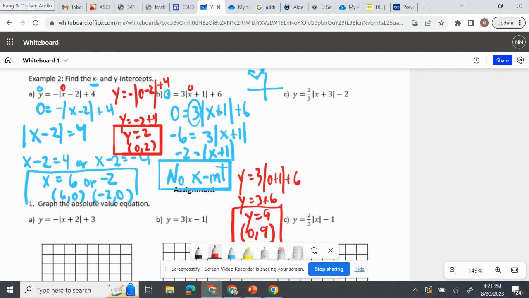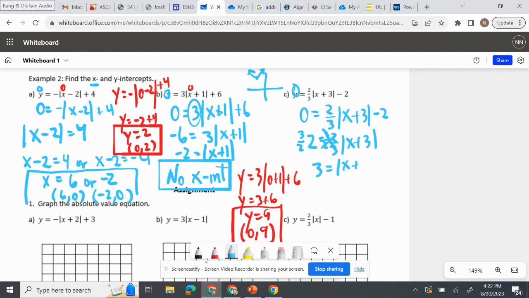Now, looking at letter C, we're going to do the same thing. First thing that we're going to do is find our x-intercepts. So we're plugging a 0 in for the y. So we have 0 equals 2/3 times the absolute value of x plus 3, then minus 2. I'm going to add the 2. And then I'm going to multiply by 3 on each side and then divide by 2. So my a value cancels. 3 times 2 is 6, divided by 2 is 3.